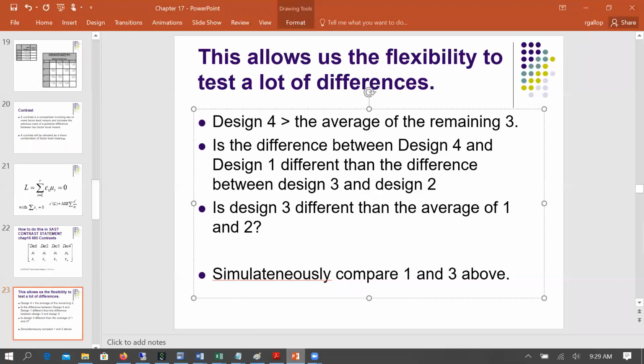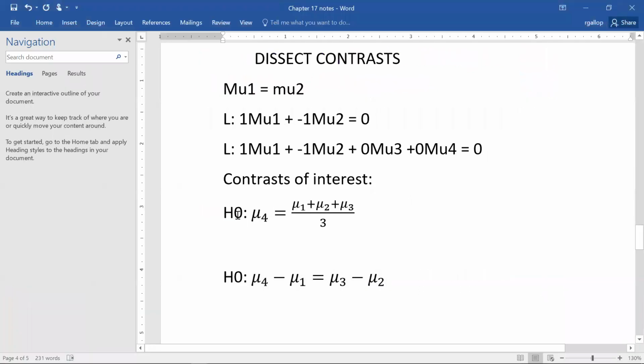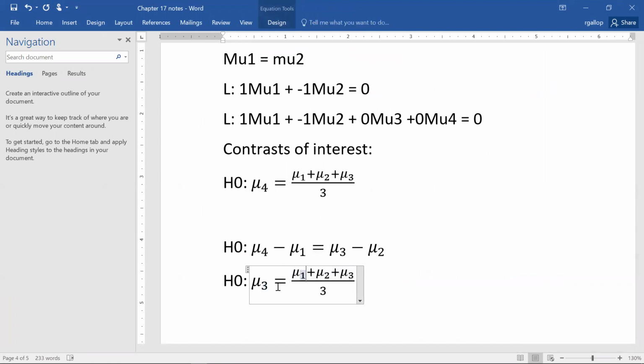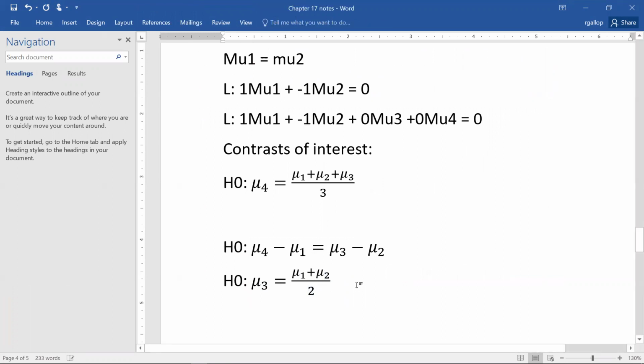And then the third is design 3 different than the average of 1 and 2. So if we go back here, this becomes our third contrast of interest. So I'll borrow this, bring this down, design 3. So these are our 3 contrasts of interest.